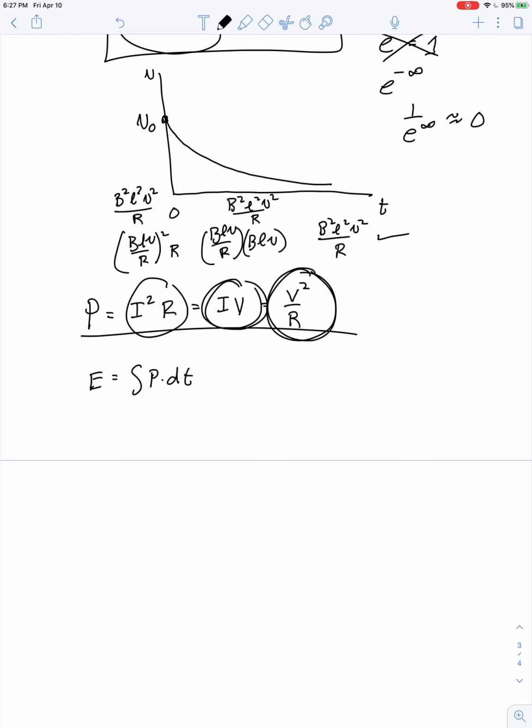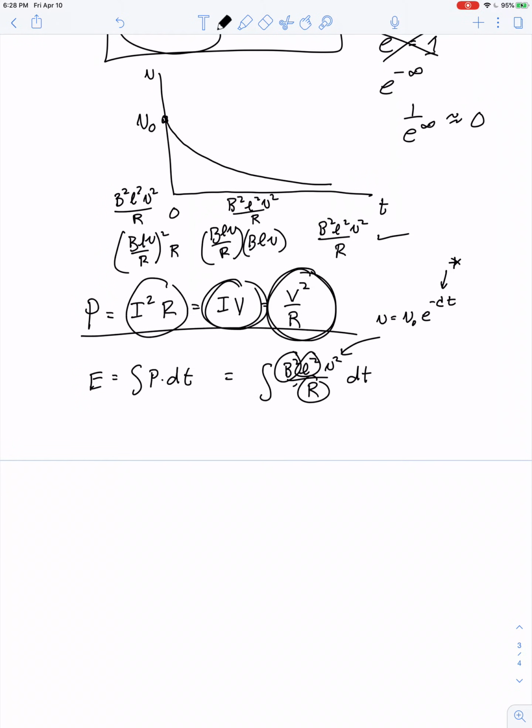Okay, so no matter which way we look at it, we have an expression for power, so we could use that to get an expression for energy. It's the integral of B squared, L squared, V squared over R dt. Now B is constant, L is constant, R is constant, but we just came up with an equation that expresses how velocity varies with time. Velocity is equal to V naught times e to the negative constant times time. We can substitute for that constant later. For now, to keep the expression from looking too complicated, we'll just say it's some constant c.